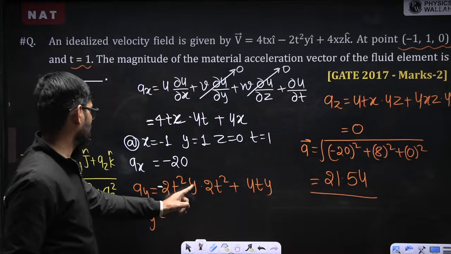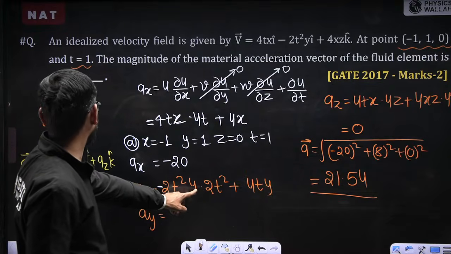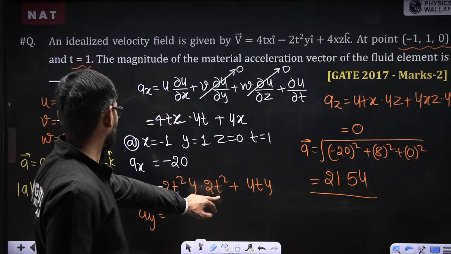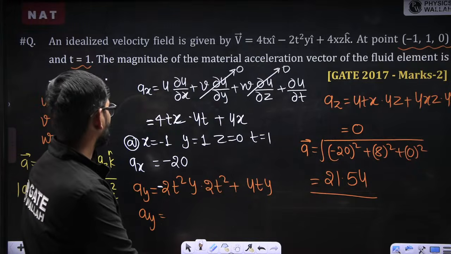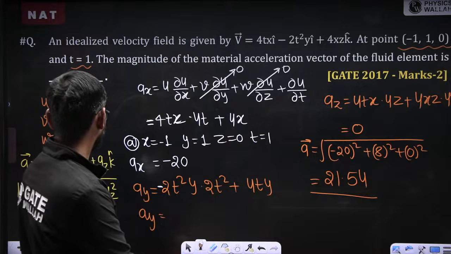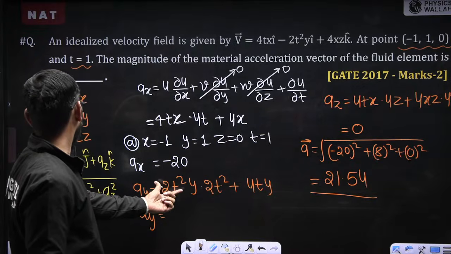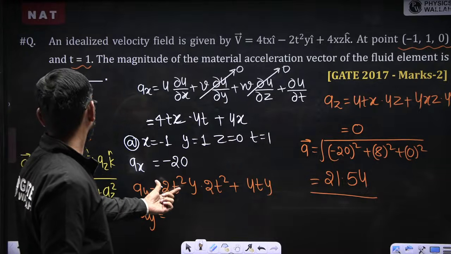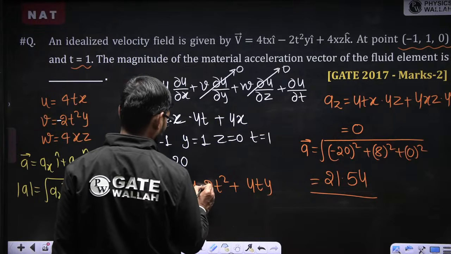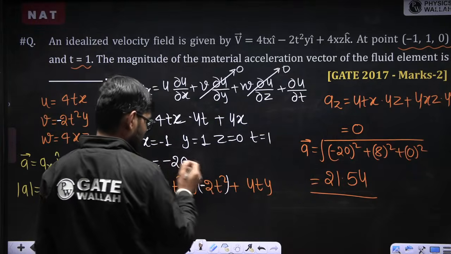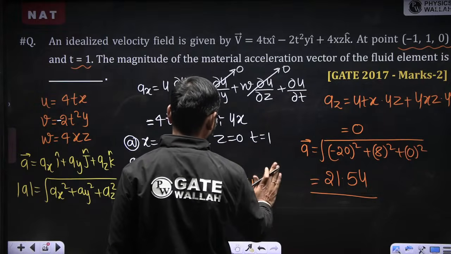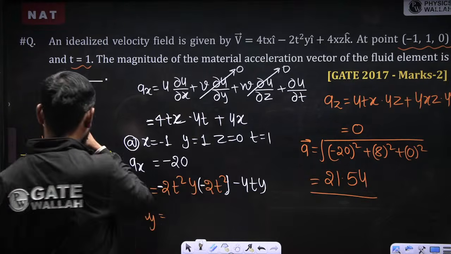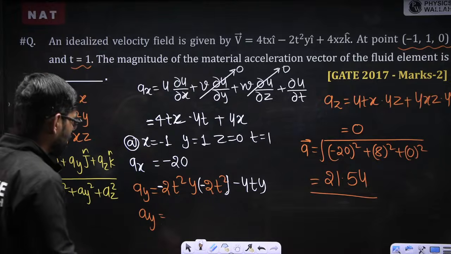So ∂v/∂t. Okay, that is correct. Then ∂v/∂y, it also comes in minus, and this value will come minus 4ty. Minus 4ty. Okay, now put the values.